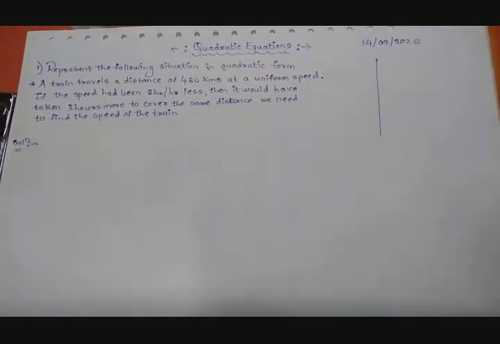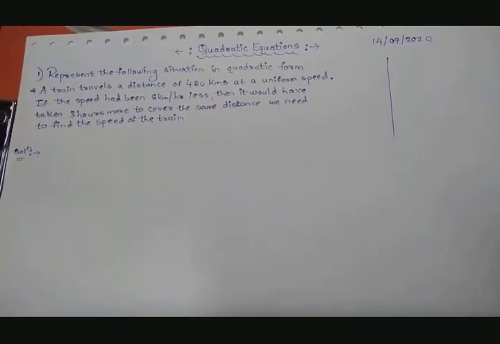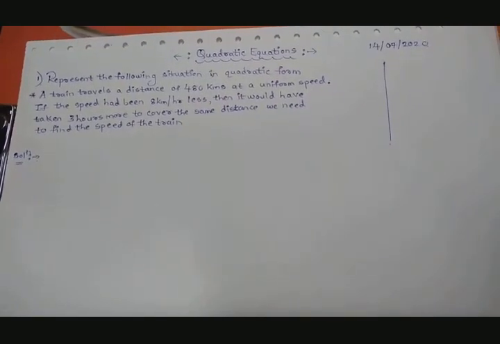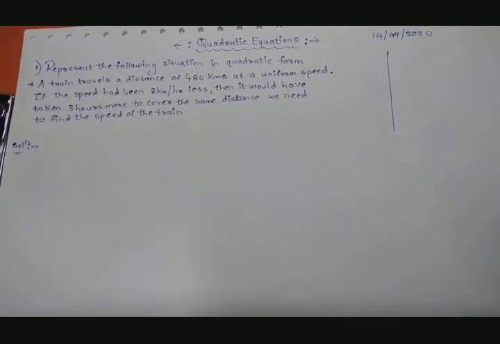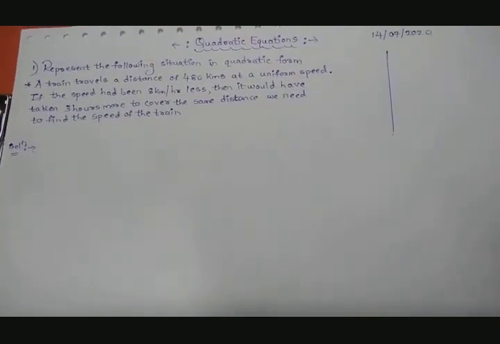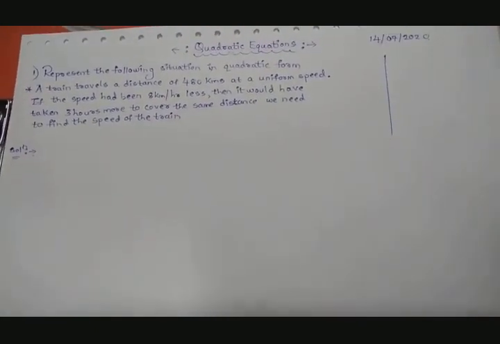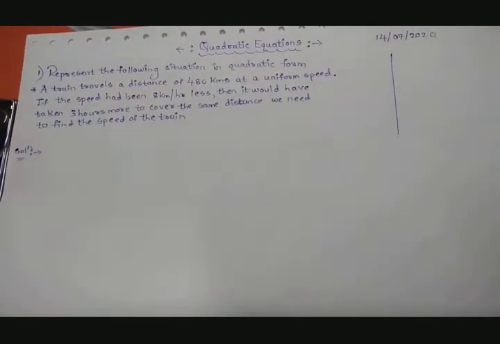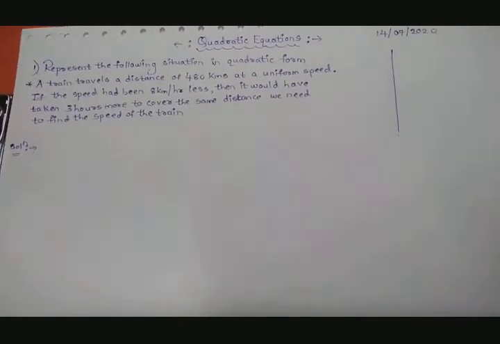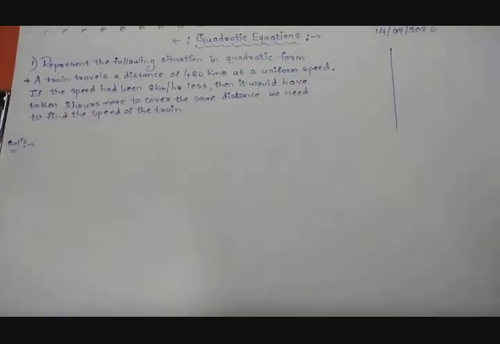quadratic equation form. So the question is, a train travels a distance of 480 kilometers at a uniform speed. If the speed had been 8 kilometers per hour less, then it would have taken 3 more hours to cover the same distance. So we need to find the speed of the train.